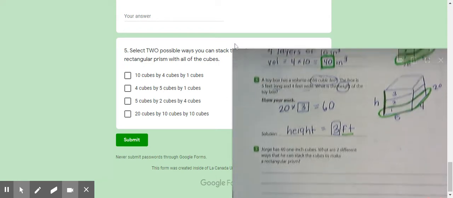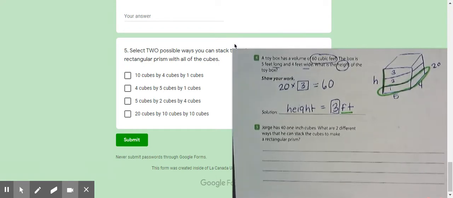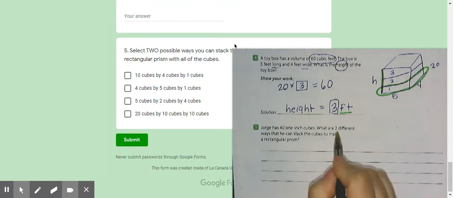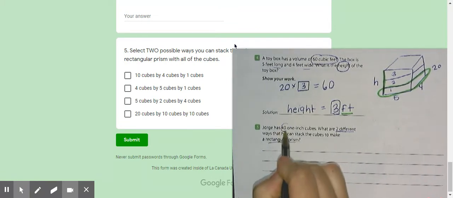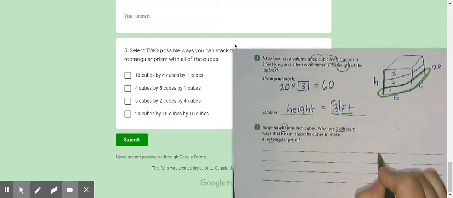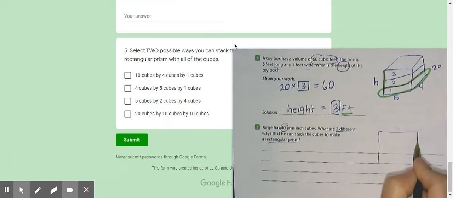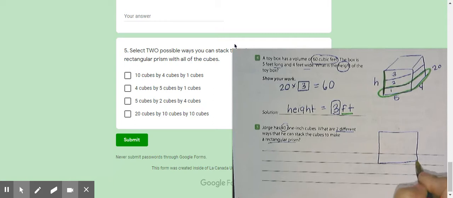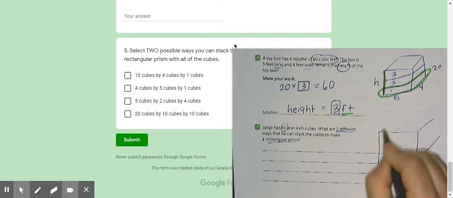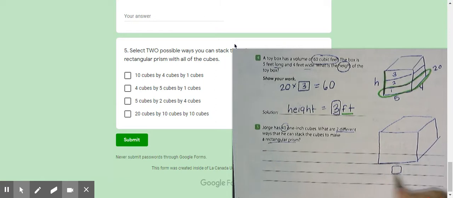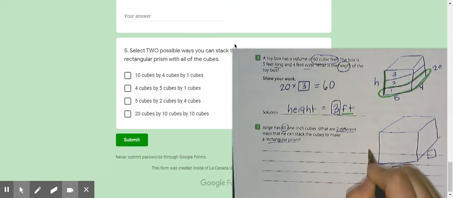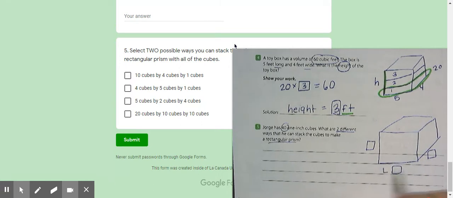Okay, so for number 5, it asks you for two different ways that you can stack 40 cubes to make a rectangular prism. So what you should be thinking about is what could be your length, width, and height so that those 40 cubes get put in perfectly.